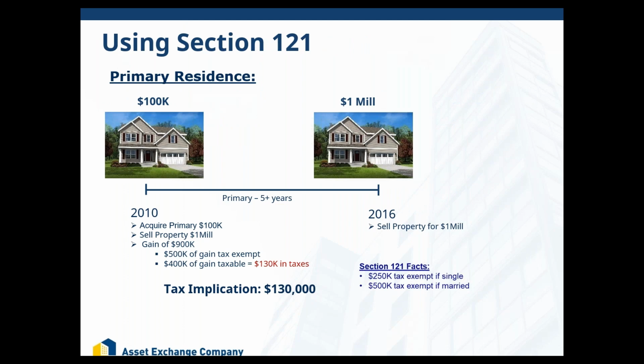Here's an example, maybe the way the Section 121 can work. So let's just say back in 2010, we go out, we purchase our primary home. All right. Now we buy it for $100,000. Okay. Now we're going to live in it as our primary home, primary residence for 5+ years. And then in 2016, we say, okay, we're going to sell it. We're going to sell it for $1 million.